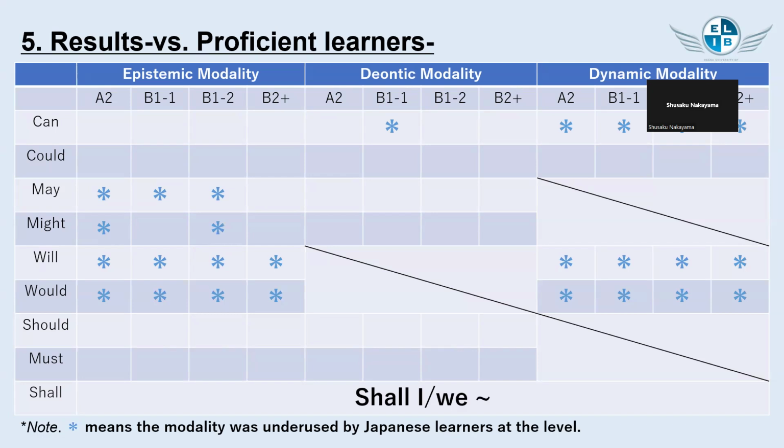In order to investigate differences in the comparison results between the two reference points, I summarized the results in this table. The asterisks in blue and those in light blue respectively indicate the modalities Japanese learners underused relative to native speakers and the proficient learners. Overall, the results of the comparisons with the two different reference points had similarities. Specifically, significant differences were found for the use of the epistemic modalities of may, might, will, would, and the dynamic modalities of will and would.